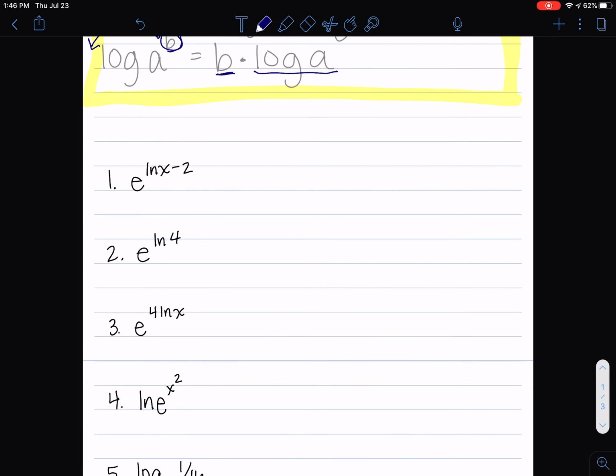All right, example 1. I have e to the natural log of x minus 2. So the tricky thing here is that with this minus 2, a lot of us are always unsure whether it is part of the natural log?